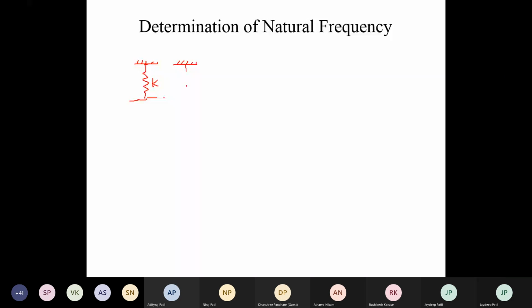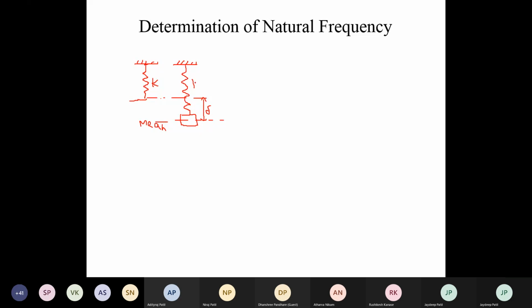What will happen? If we put the weight at the end of the spring, the spring gets extended. The deflection of that spring is your delta. This is the initial deflection of the spring due to the weight. That position is known as the mean position, or you can say the equilibrium position, of the vibrating system.